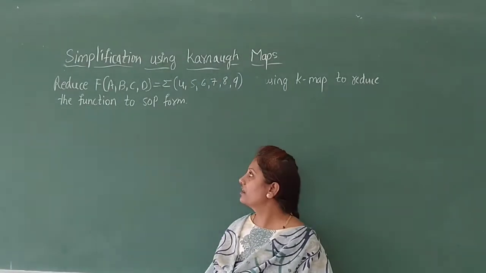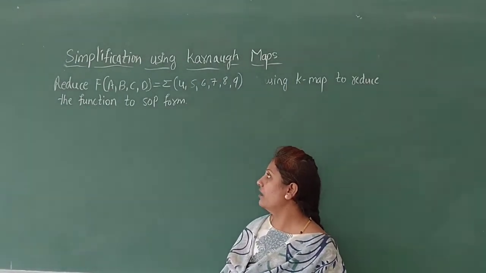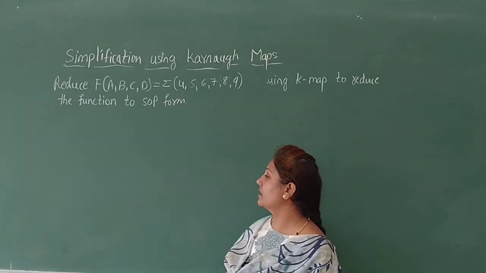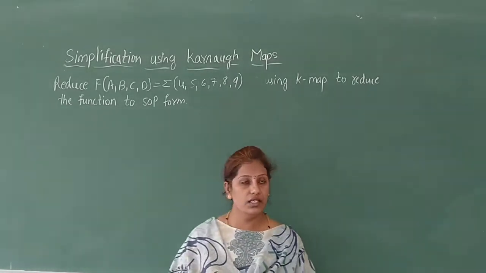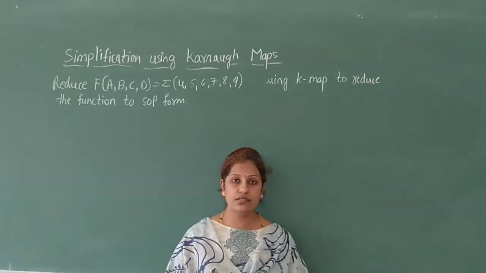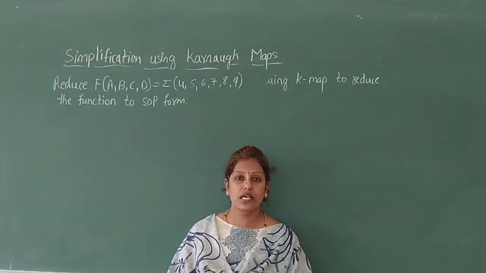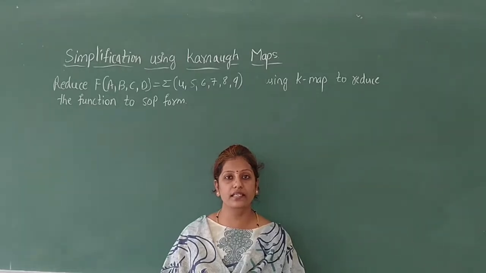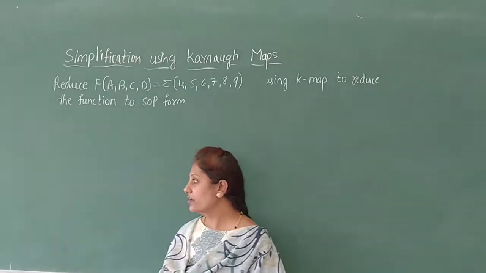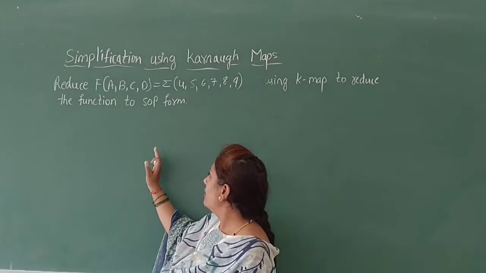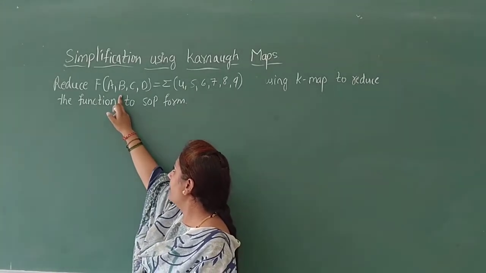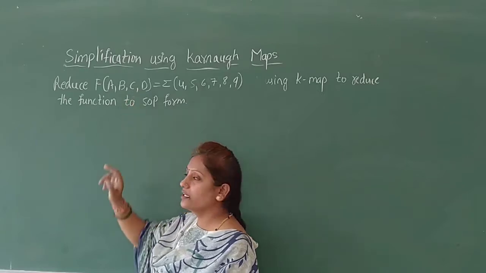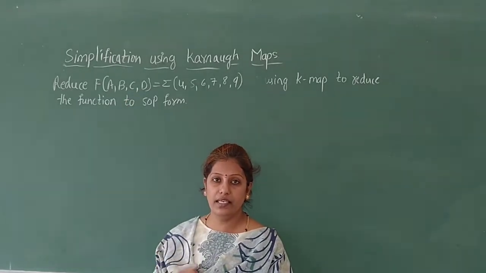For example, reduce f of a, b, c, d is equal to summation of 4, 5, 6, 7, 8, 9 using K-map to reduce the function to sum of product form, that is, SOP form. To draw the K-map, the given variables are a, b, c, d, which means a 4 variable K-map.